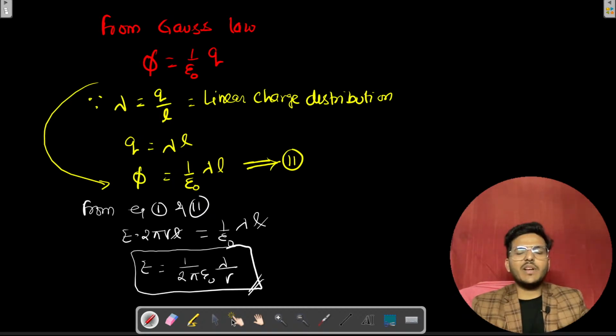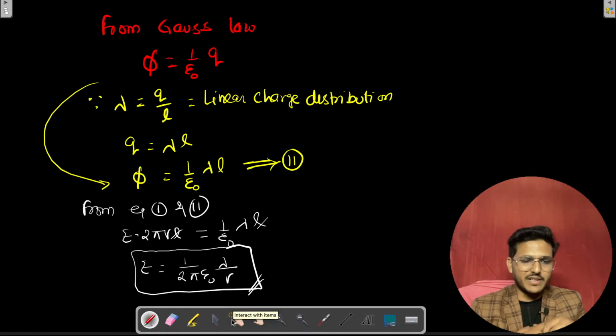This is the value of electric field intensity due to an infinitely long straight current carrying conductor.